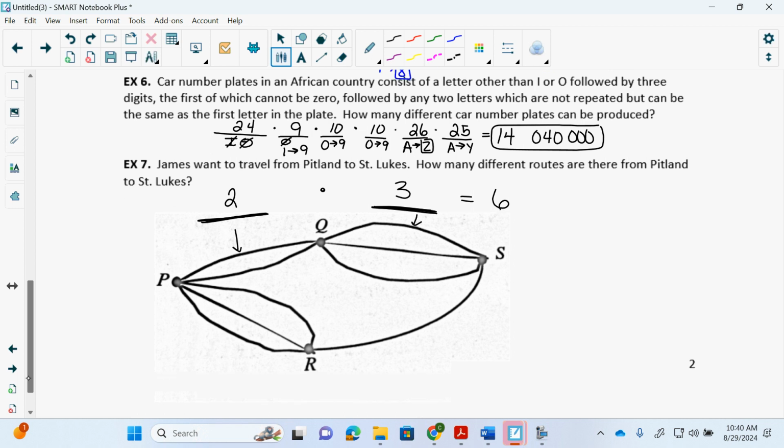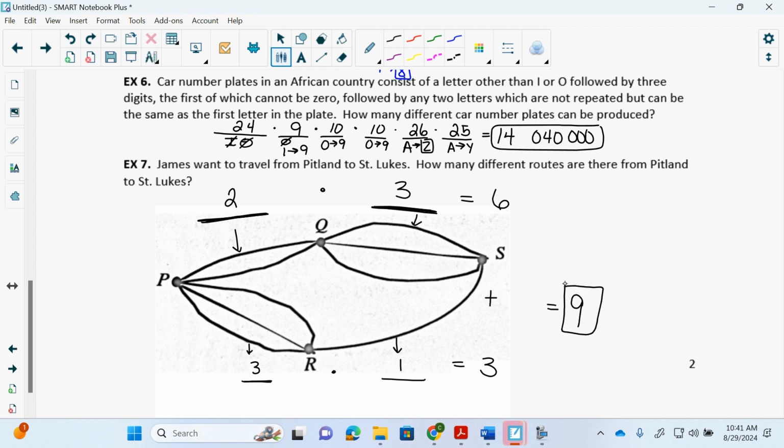Then from P to S through R, this one I'm picking one path from 3, and this one I'm picking one path from 1, which gets me 3. Now what's 6 paths or 3 paths? How many does that result in? 9, because or means I do what? Add. So I'm going to do 6 paths or 3 paths, which gets me 9 different paths. Okay?